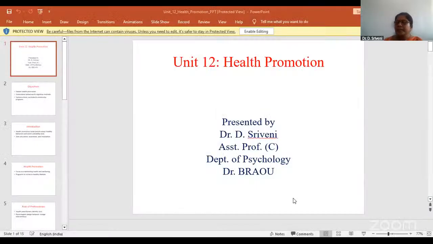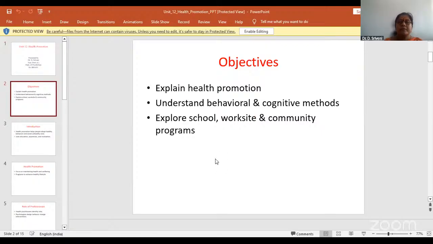Okay, students. So we came to unit 12, that is health promotion. The objectives of the unit explain health promotion, understanding behavioral and cognitive methods, and exploring school, worksite, and community programs.